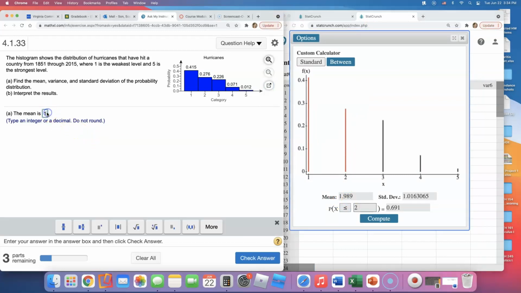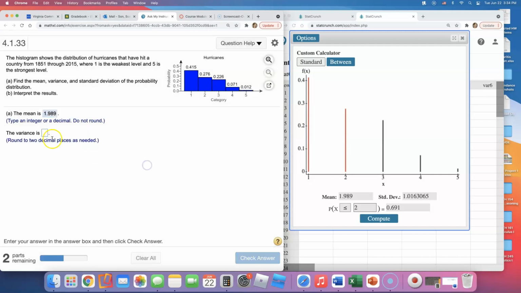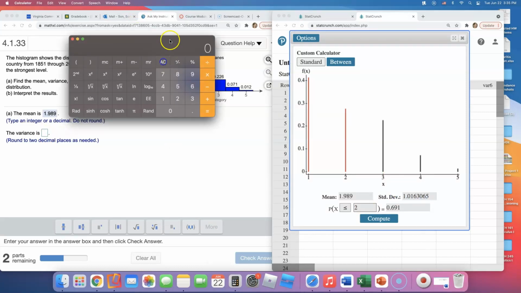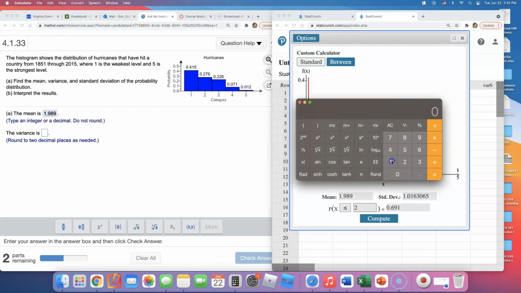There we found it. The mean is 1.989. Check answer. Yay. Variance is standard deviation squared, so for this number, I need to get a calculator. I'm going to type in the standard deviation, which is 1.0163065, and I will square this because variance is standard deviation squared.